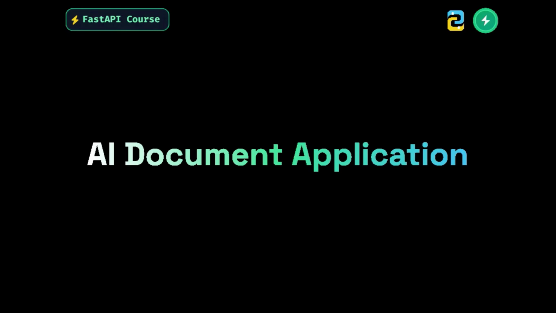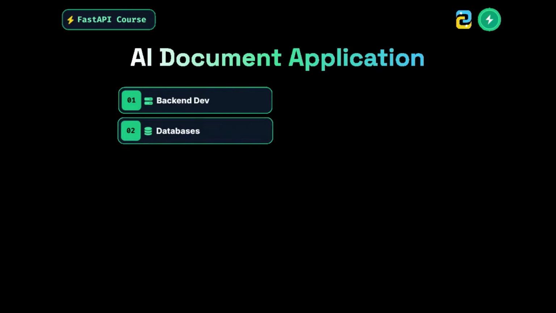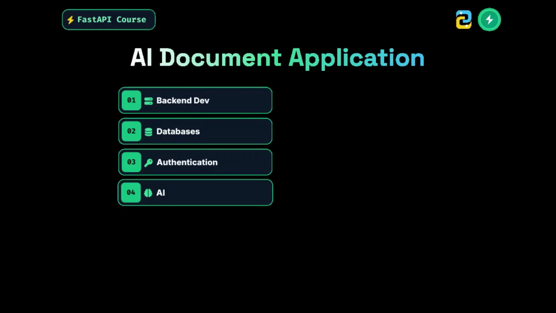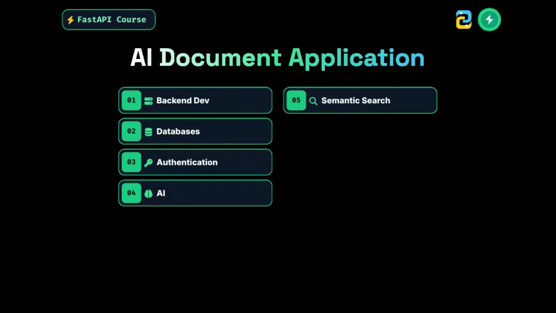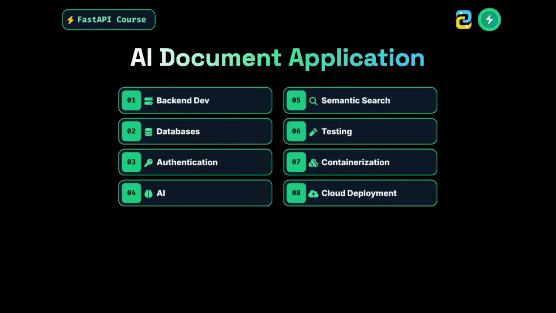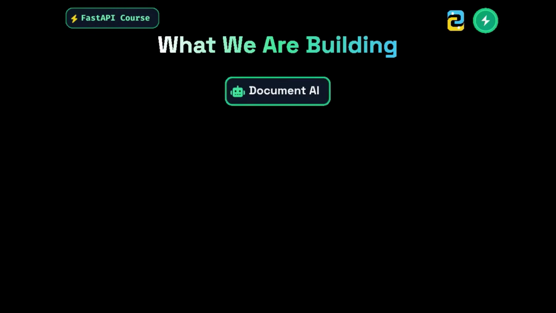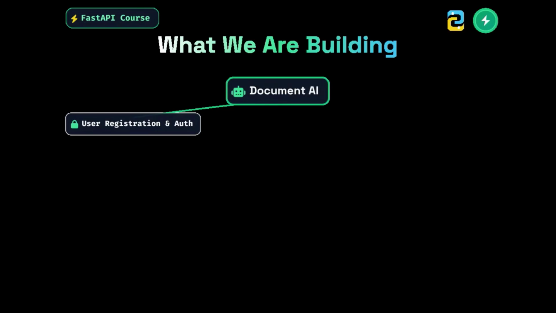We are going to build an application that brings together modern backend development, databases, authentication, AI, semantic search, testing, containerization, and cloud deployment with FastAPI Cloud. Let me show you what you are going to build at the end of the course. First, users will be able to register and authenticate securely. We will build the API so that different users can interact with their own documents and data.